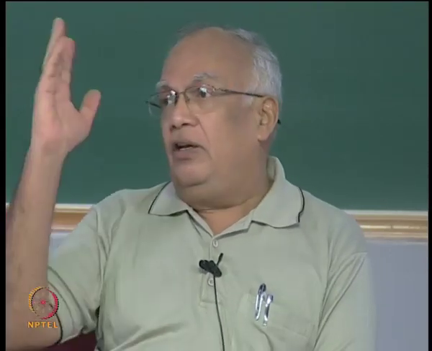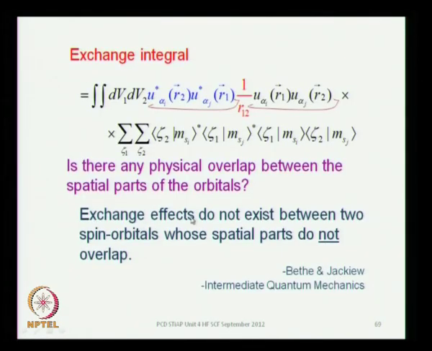So, for the exchange contribution to be significant, there must be an overlap between the two states. If there is no overlap, this whole integral will vanish. So, that overlap is essential, which means that exchange effects do not exist between spin orbitals if their space parts do not have any overlap. So, that is very easy to see.